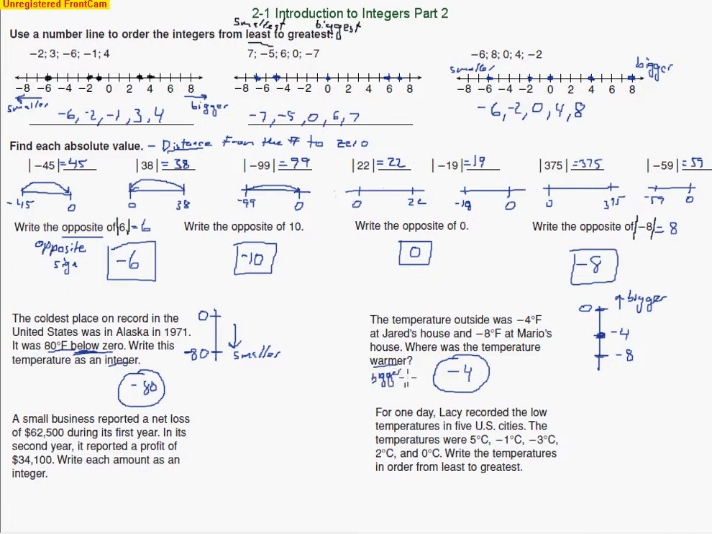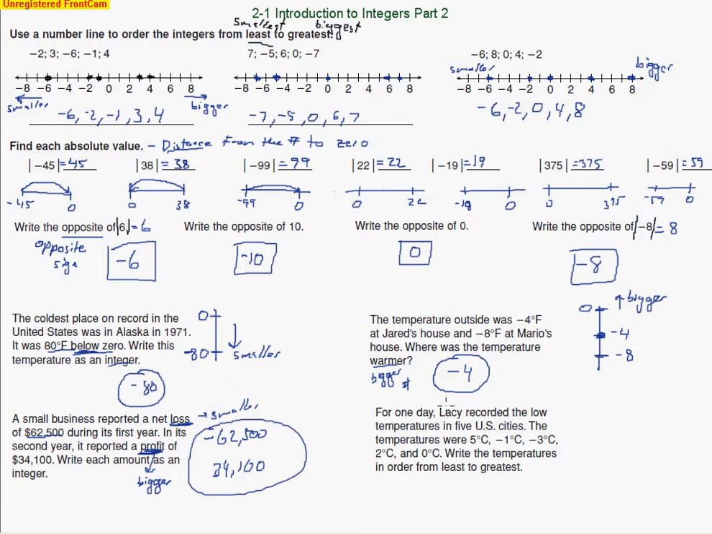So warmer means the bigger number. Well, the small business reported a net loss. What does loss mean? Does loss mean a bigger or smaller number? And so that's what we need to figure out. Of 62,500, well, loss means smaller. And so that means that we're going down. So that's a negative 62,500. And then it reported a profit. What does profit mean? Does that mean you're getting bigger or smaller? So profit means it's going up. It's bigger. And so it's 34,100 would be our answer there. And so we're supposed to write them as integers, and that's what we did.